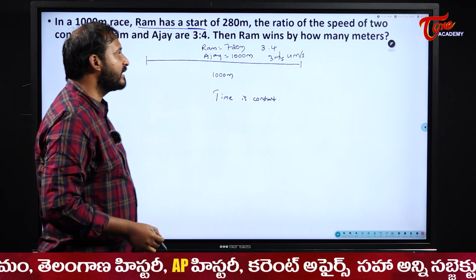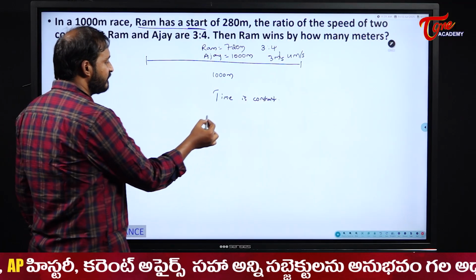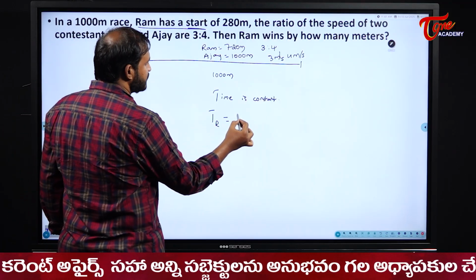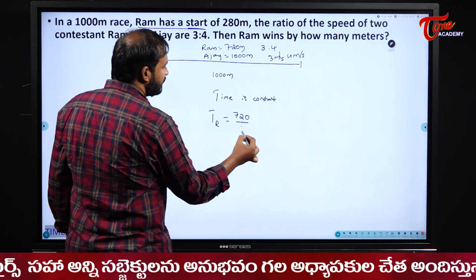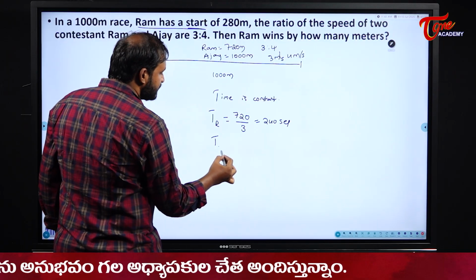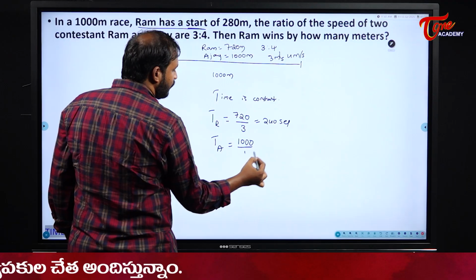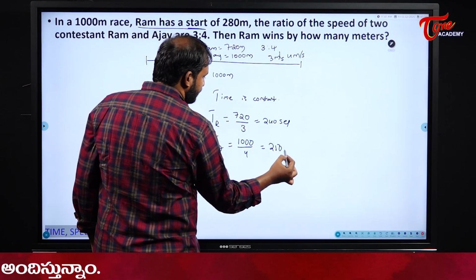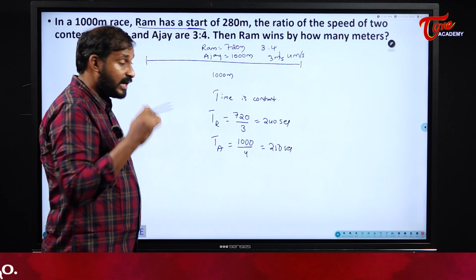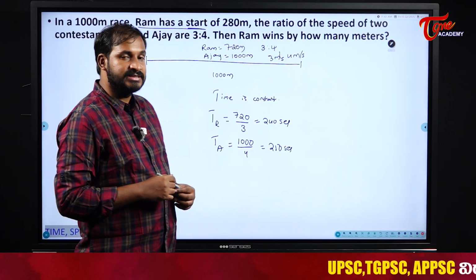Now, what is the time taken by Ram to finish the race? Time taken by Ram is 720 by 3, so he will take 240 seconds. What is the time taken by Ajay to finish the race? He is going to cover 1000 meters and his speed is 4, so 250 seconds. That means after Ram reaches the destination, Ajay will reach the destination.